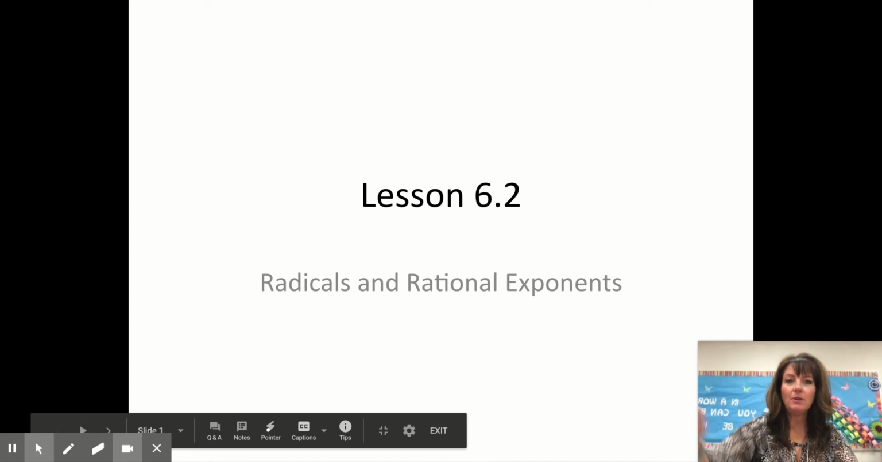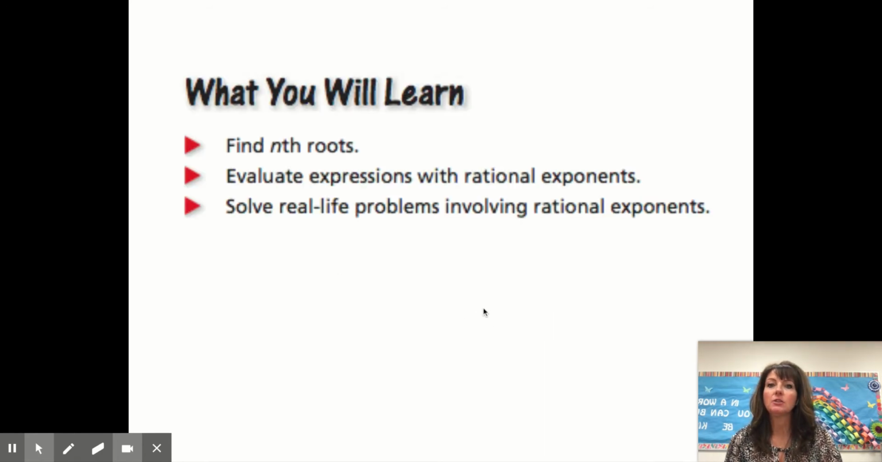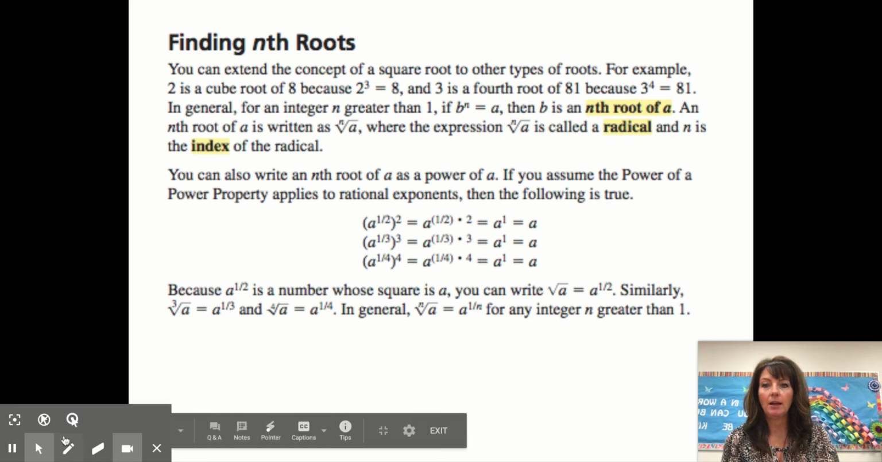All right, here we are, lesson 6.2, radicals and rational exponents. So we're going to be finding nth roots, and we're going to be evaluating expressions with rational exponents. This is a lot of words. I know this is out of your textbook, and we're going to take our time and go through a couple things here.